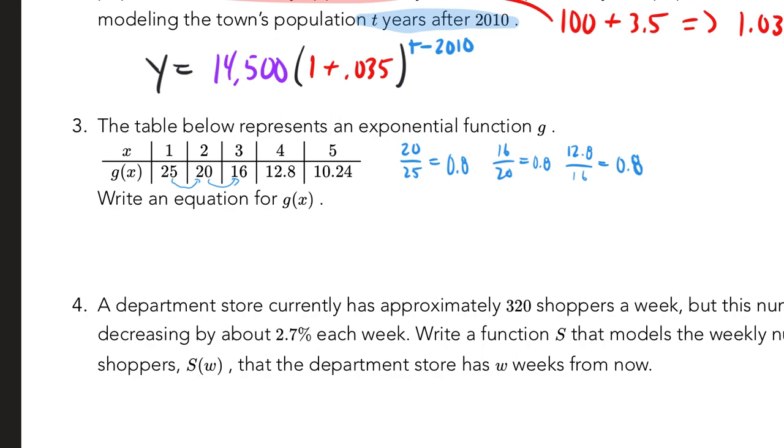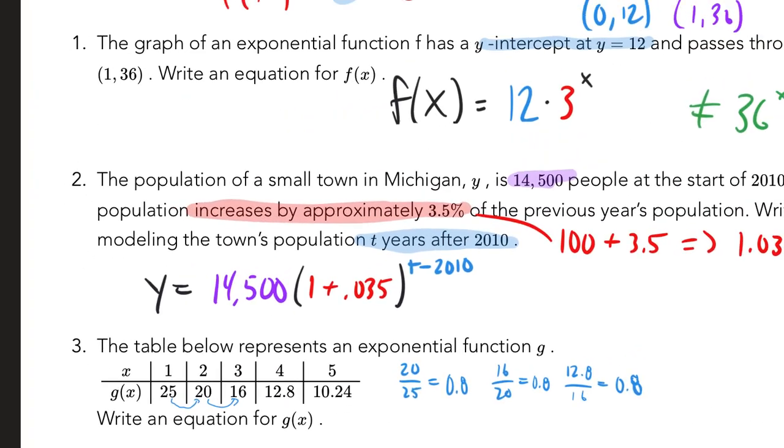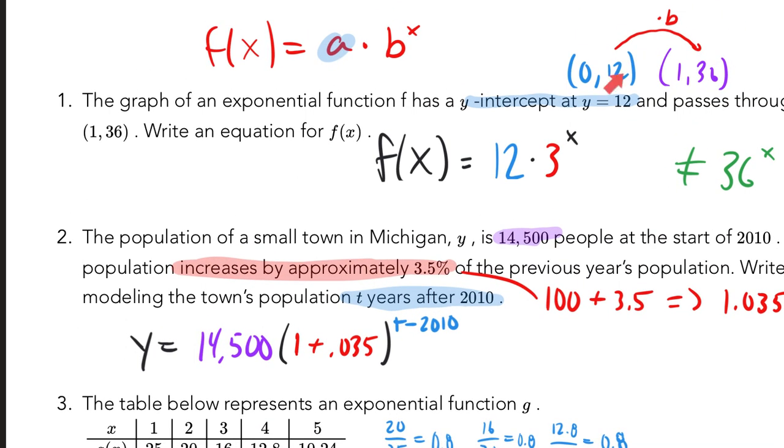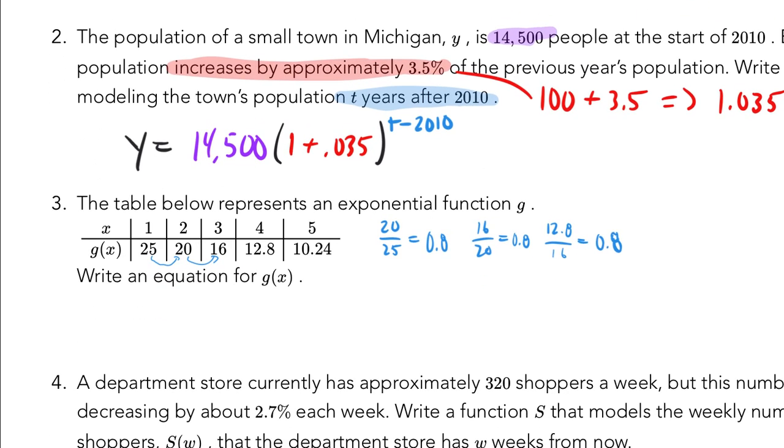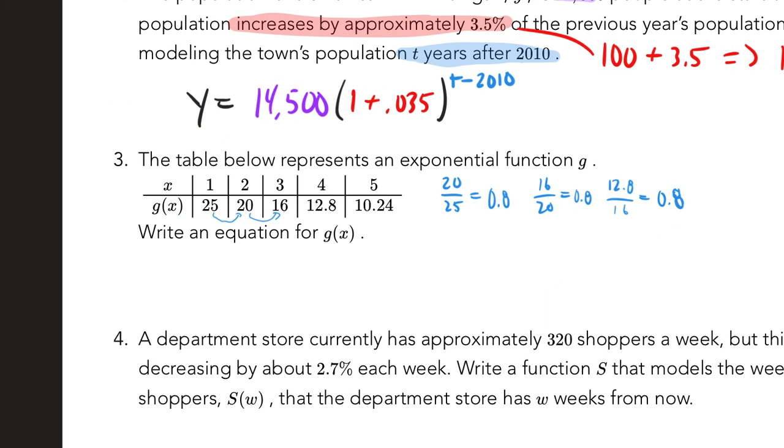And I need a starting point. So remember, our starting point is when x is 0, our y-intercept. So it's not always the first value in the table. In this case, I need to figure out, what if x was 0? I know when x is 1, 2, 3, 4, 5, but I don't know when x is 0. That's the number I need when x is 0.